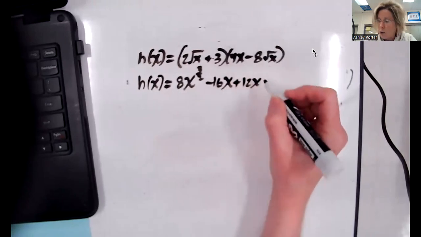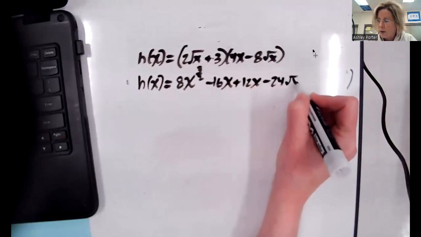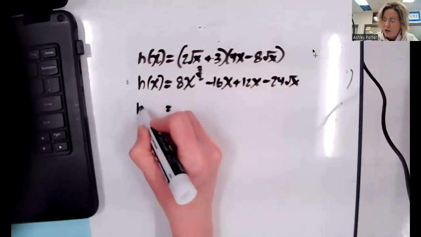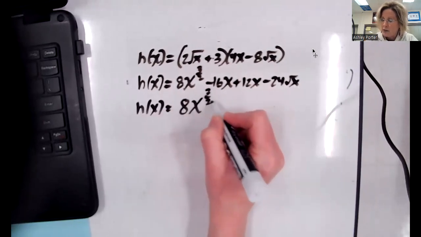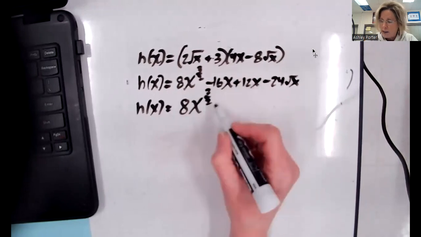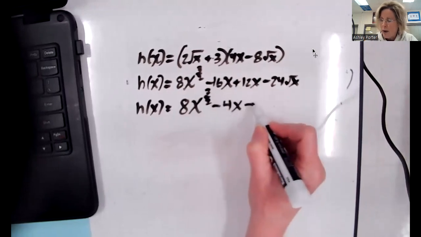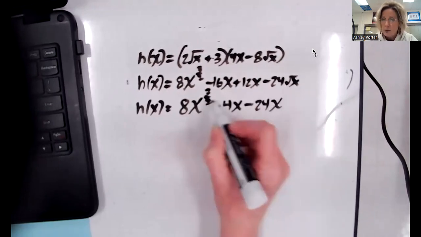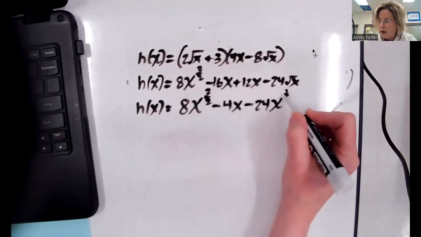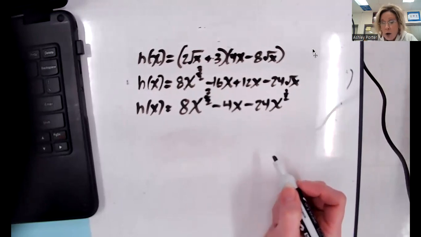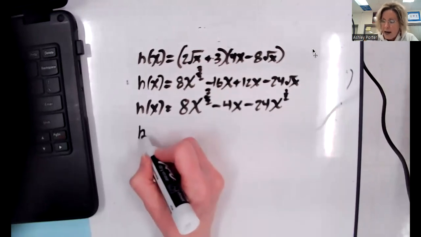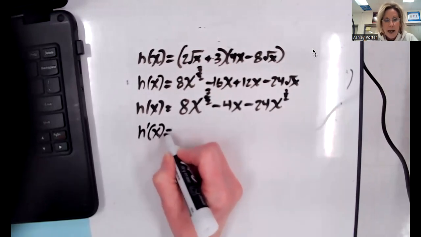Last, minus 24 square root of x. Hey, I notice that h of x can be rewritten as 8x to the 3/2 minus 4x if I combine middle terms, minus, and I tell you what, since we've got this x to the 3/2, I'll go ahead and write that x to the 1/2 just for simplicity. Now, I don't need product rule anymore. I can just use power rule 3 times.